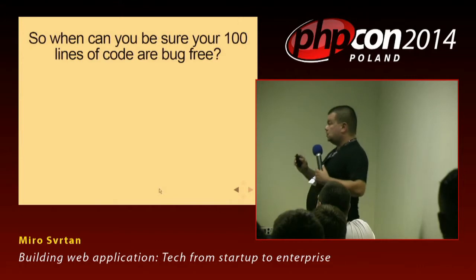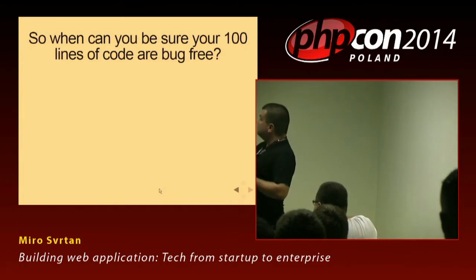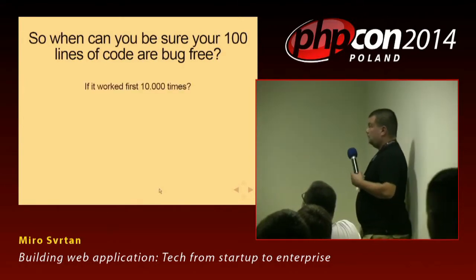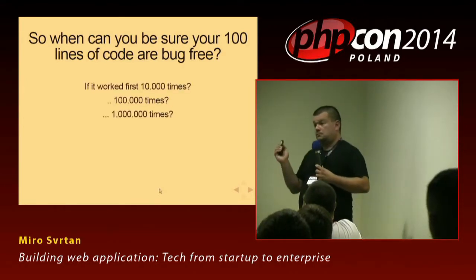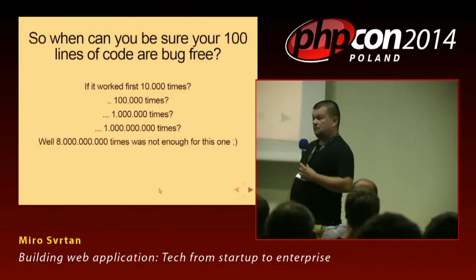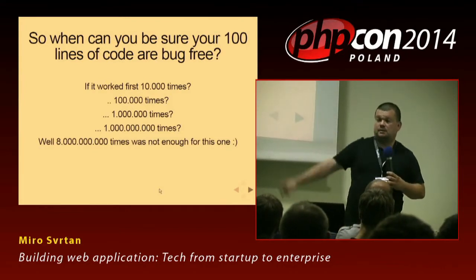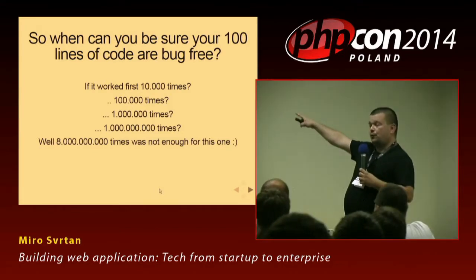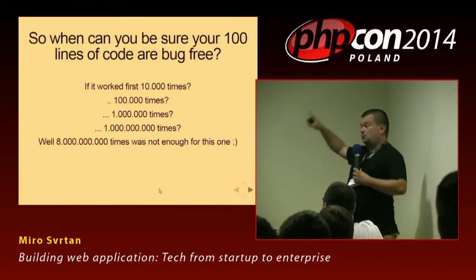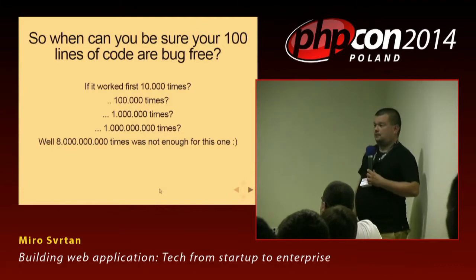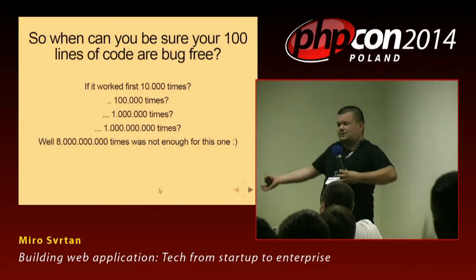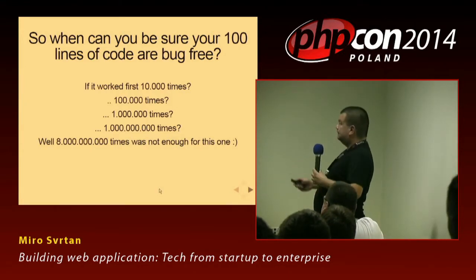So when can you be sure your 100 lines of code are bug-free? And this was like 50 questions. If it works the first 10,000 times, 100,000 times, a million? A billion? 8 billion times. That part of code was running for 4 years on every request without a problem. So nobody was looking there. Because, well, from 2009, if it worked for 4 years, what's the problem now? Well, yeah.